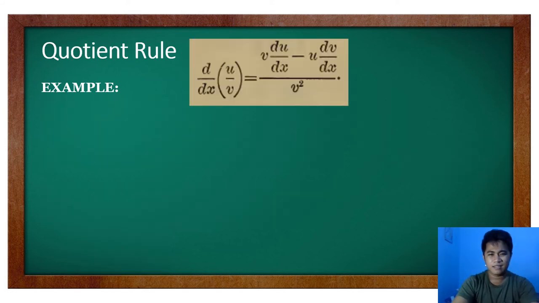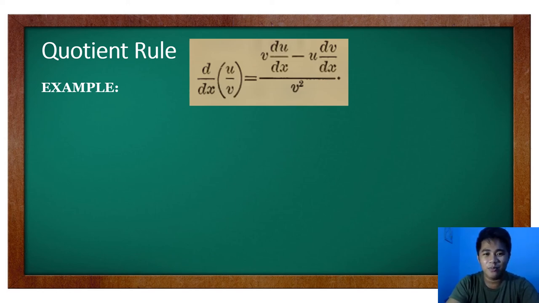Okay, so now let's move on to another rule, which is the quotient rule. In the quotient rule, it's almost the same as the product rule. Yung kinaiba lang is that minus na yung ginamit, and then it is being divided by v squared, alright? So again, the process is almost the same. You have to identify the v and the u, and then the differentiation of u and the v, and then follow back to the formula again, alright?